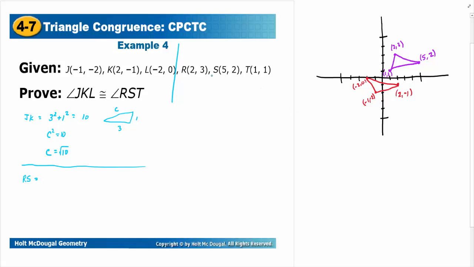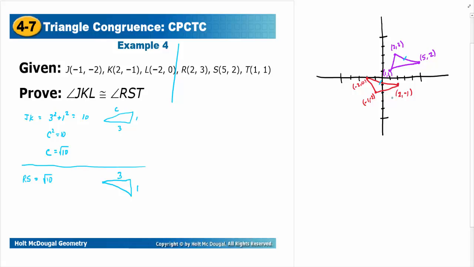So you come over here to RS, looks like I'm going from 2, 3 to 5, 2. So I'm looking at this distance here. I'm going to find this distance by setting up this right triangle. So you can set up this triangle again, so you see what I'm doing here. It's that triangle right there, and I'm trying to find that distance. It looks like I'm going from 2 to 5, so I'm going right 3 again, and I'm going from 3 to 2, so I'm going down 1. Well, you can just see the sides, and you can see that that's also the square root of 10. So I know that these two segments are congruent.